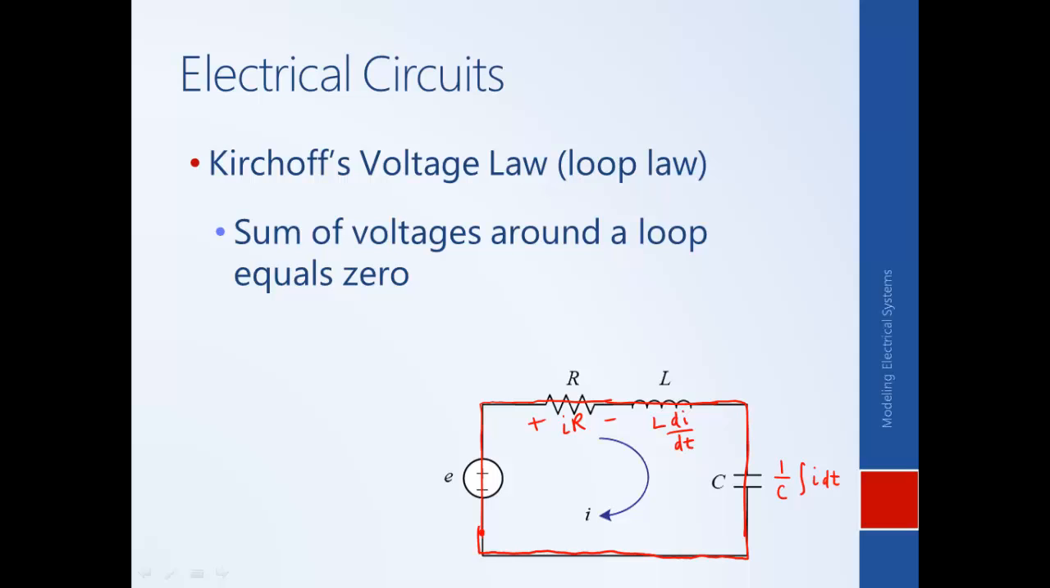If we were to write this as an equation, it would look like this. So as we go across, we have an increase in voltage of E, then we drop across the resistor, then we drop across the inductor, and then we drop across the capacitor, and the total sum should be 0 since we're back to where we began.